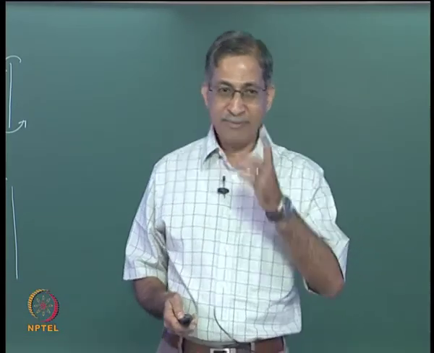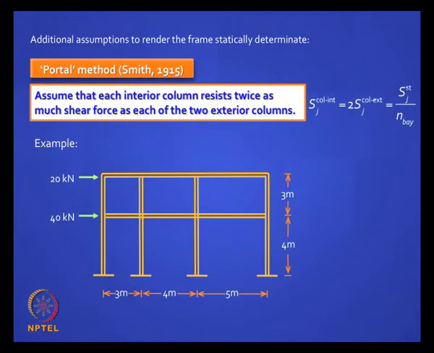So let us look at the portal method. The assumption here is assume that each interior column resists twice as much shear force as each of the two exterior columns. Okay. You will find that this one simple assumption cracks the problem beautifully. Now let us take this example, I want you to do it, we will do it together. I have given you an assignment of a similar kind.